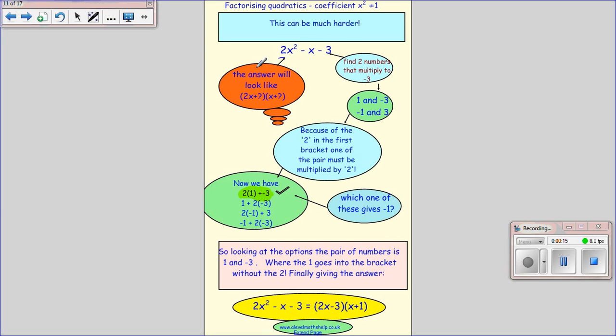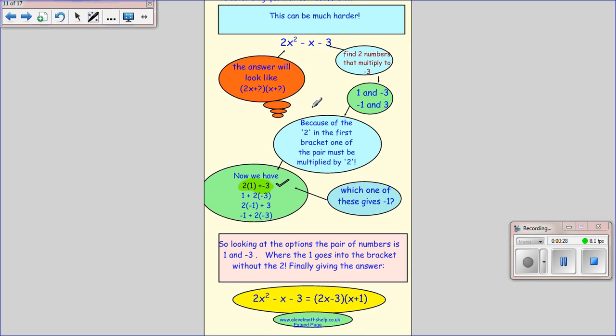Well, last time when this was just 1, we looked at the last term, the -3, and thought what two numbers will multiply together to give me -3? Well, it's 1 and -3 and -1 and 3. But then because of this 2 here, which is the difference, we're actually going to get something which looks like this. We're going to have 2x times x, which is going to give me the 2x squared.